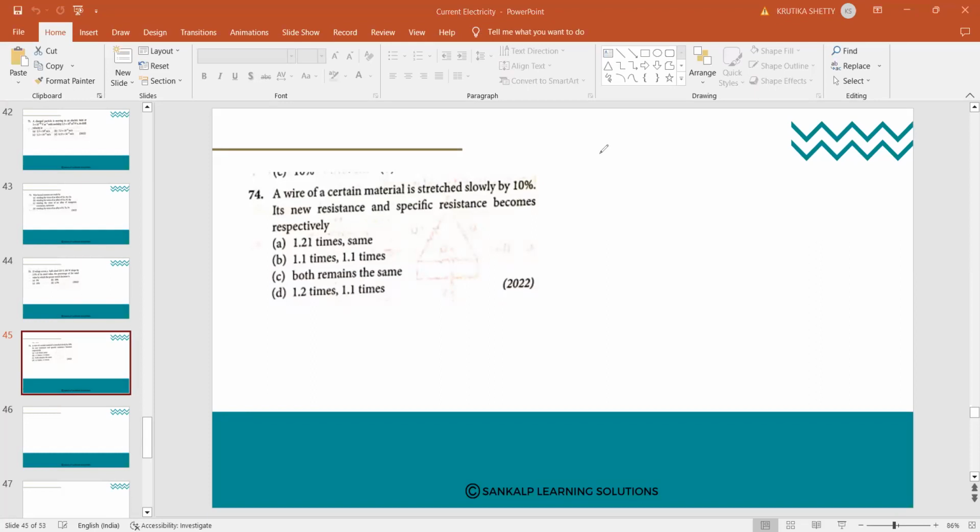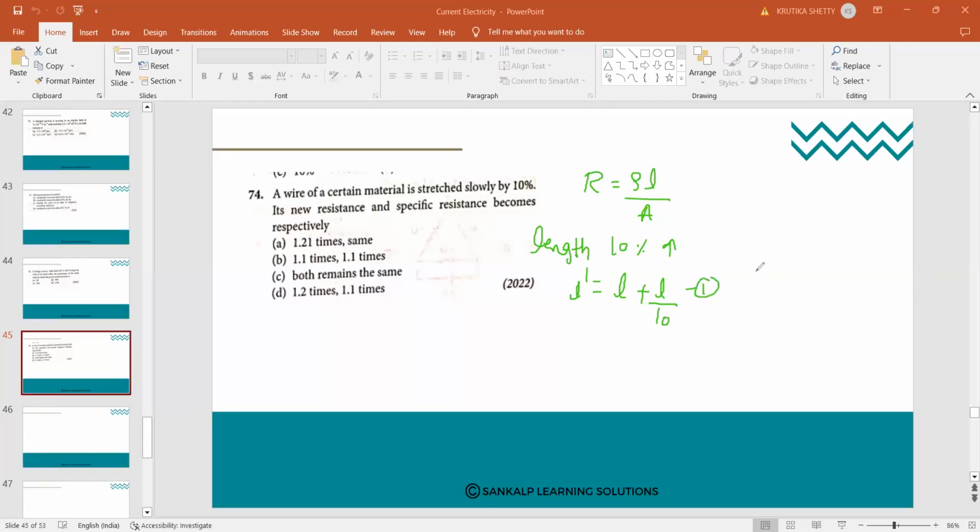So let us simplify this. We know that R is equal to rho into L divided by A, where rho is the resistivity, L is the length, A is area of cross section. When length is increased by 10%, how we can write the new length? The new length can be written as L plus L divided by 10. I hope you agree with this. So this is one point.